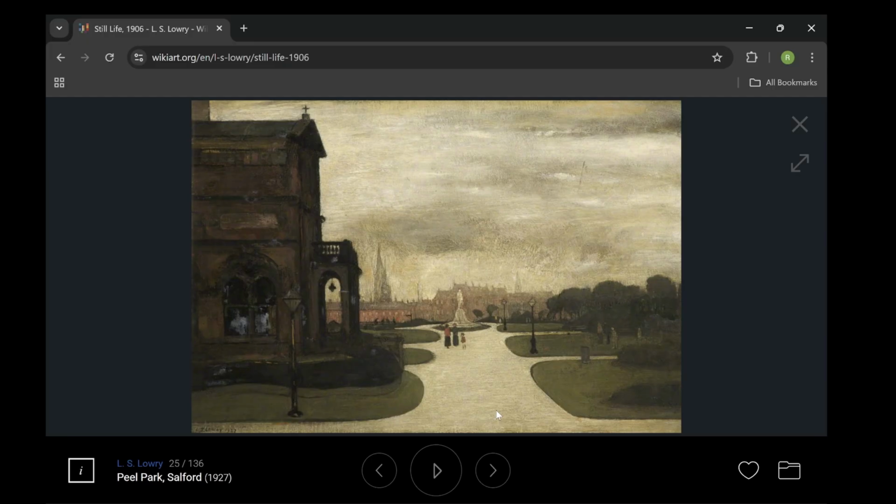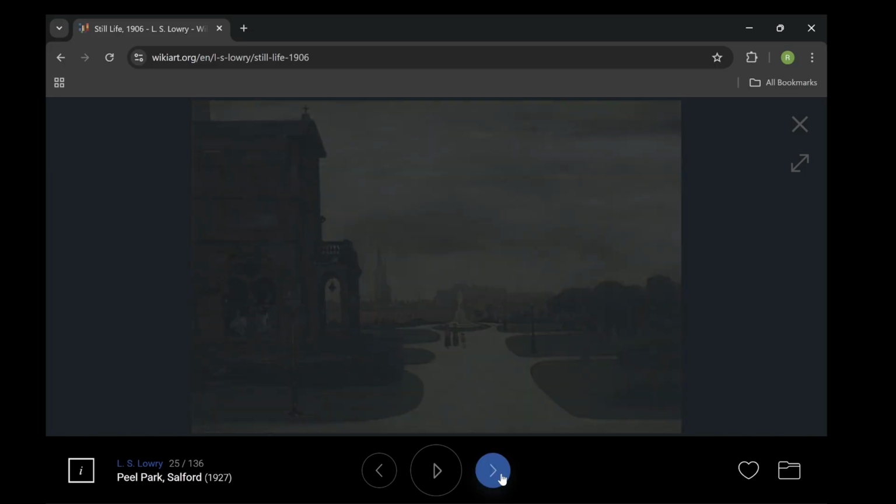Peel Park, Salford. Three people in the centre. These nice little curves coming in. Don't know what else to say about it. Big imposing building here, kind of purposefully spoiling, I think, this little landscape over here. That's why he's chosen to crop it in like that, I think.